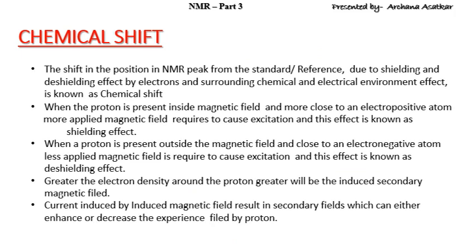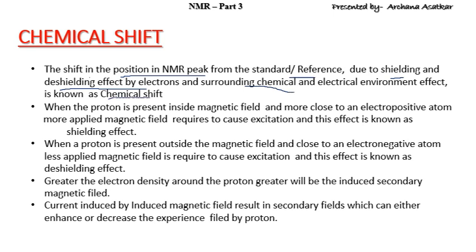Now students, we will discuss chemical shift in detail, as we discussed in our earlier part 2 lecture. The chemical shift is the position of the NMR peak from the standard or reference material, that is TMS, due to the shielding and deshielding effect of electrons and the surrounding chemical or electrical environment.